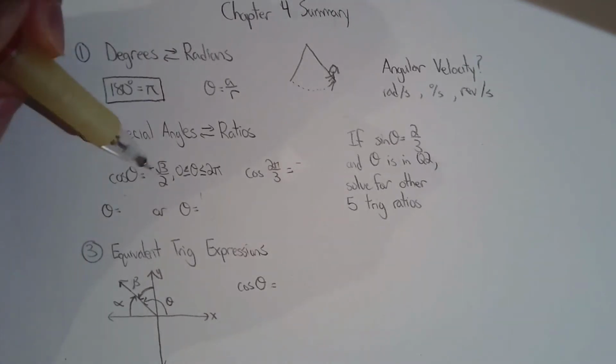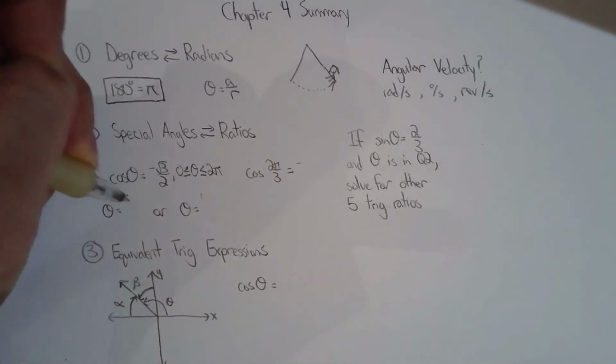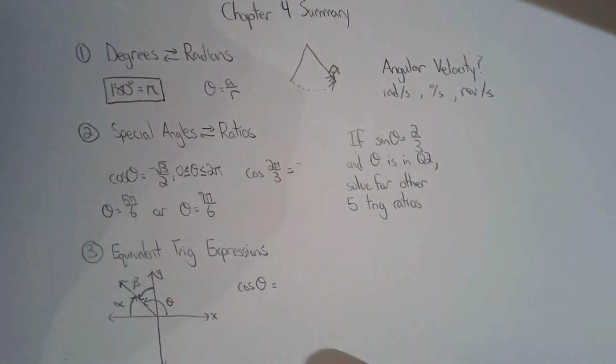The ratio here is negative, and I'm working with cosine, so we're looking at quadrant 2 and quadrant 3. Root 3 over 2 means the reference angle is pi over 6. So pi minus pi over 6 and pi plus pi over 6. Pi minus pi over 6 will be 5 pi over 6. Pi plus pi over 6 will be 7 pi over 6.